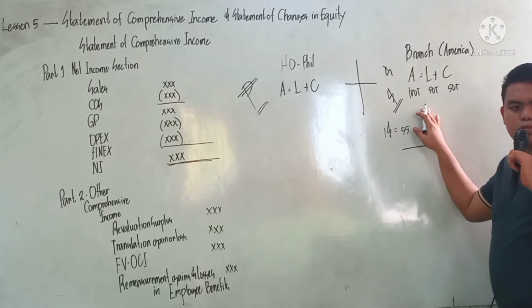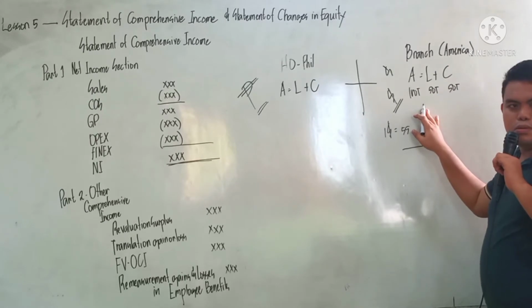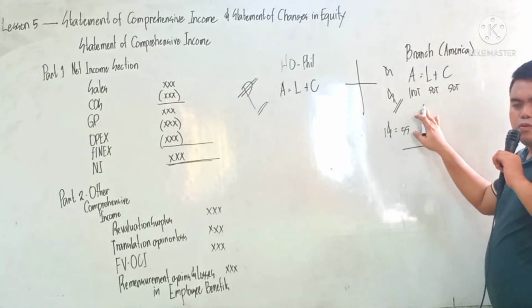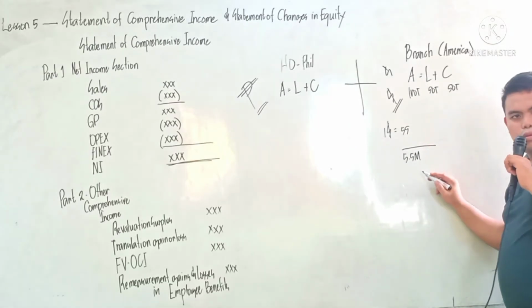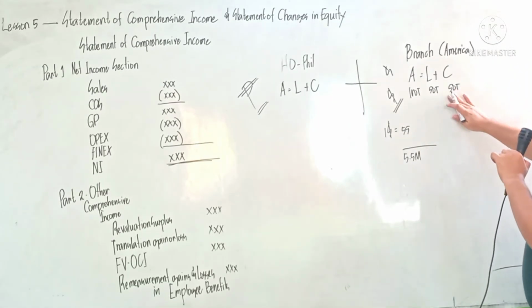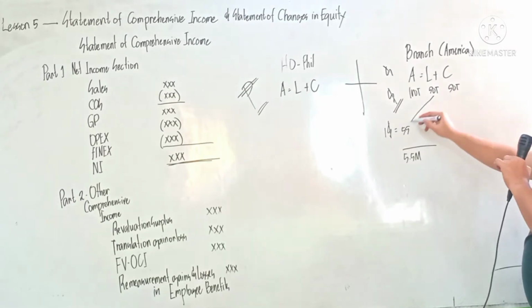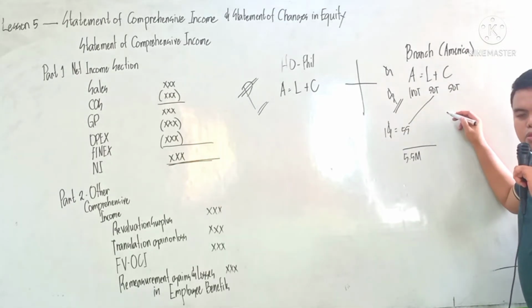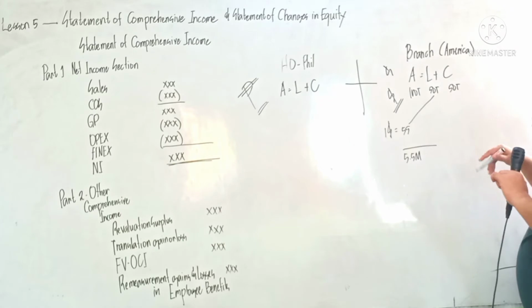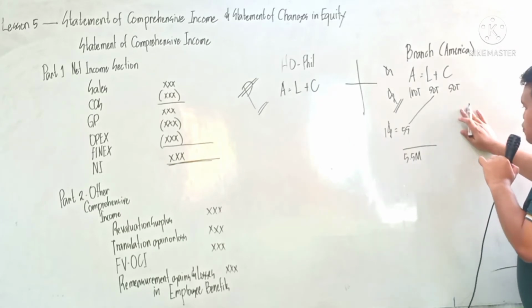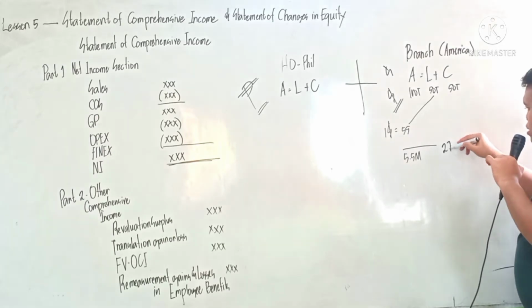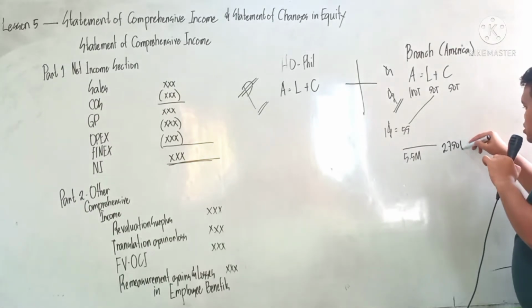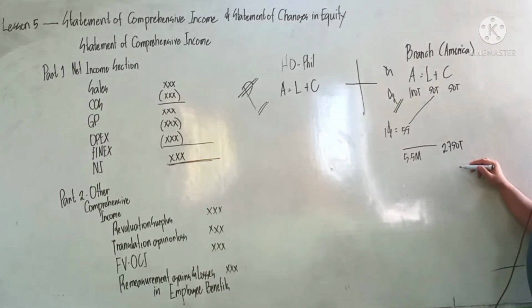$55 times 100,000 is 5.5 million. Tama? And the liabilities also shall be translated using the closing rate or the current rate. So 50,000 times 55, that's 2,750,000. Diba?